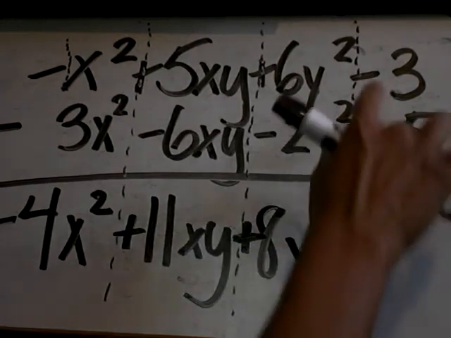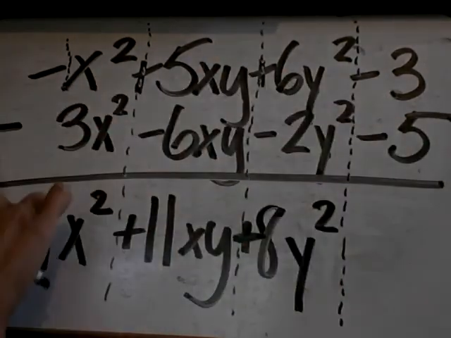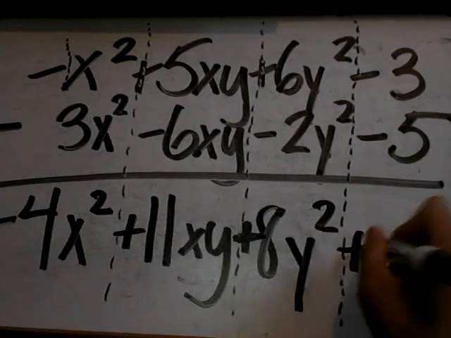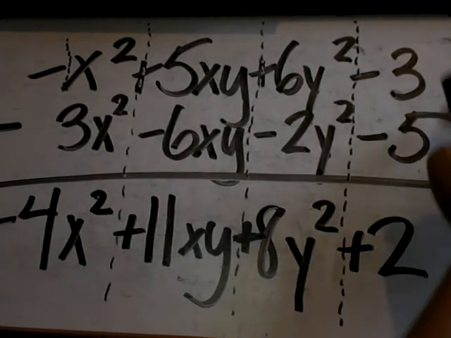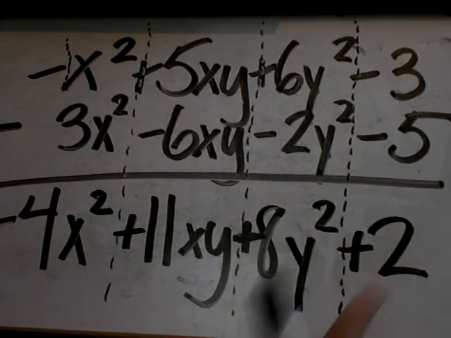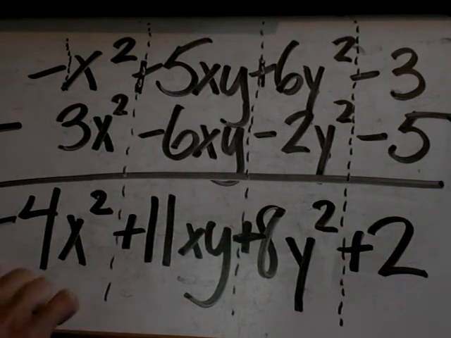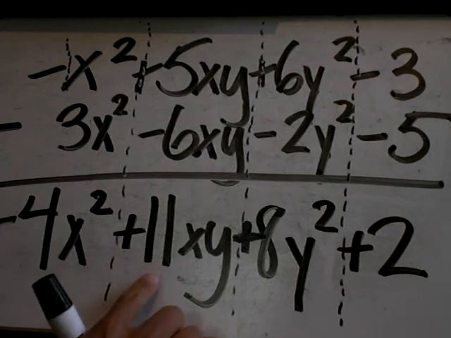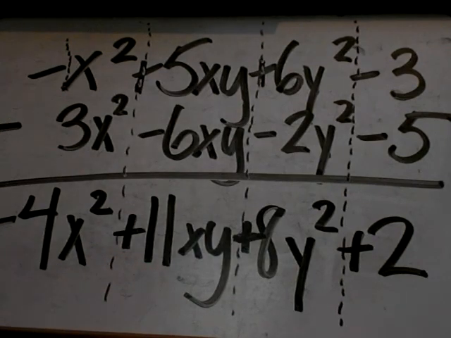Now we have negative 3 minus negative 5. So that's really negative 3 plus 5, so that's positive 2. Now we don't really have anything else to bring down because that's a constant. So our final answer in this case would be negative 4x to the second plus 11xy plus 8y to the second plus 2.